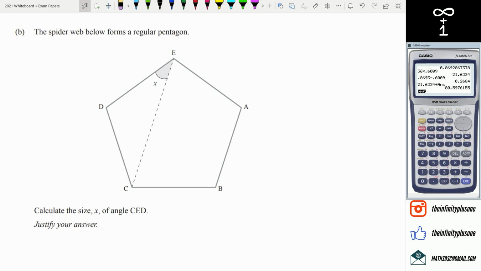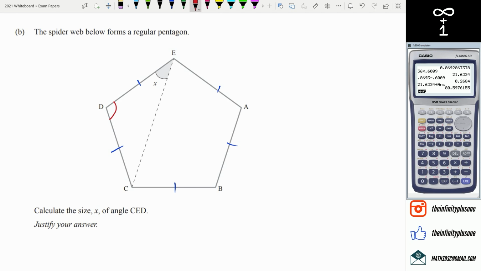Okay, so the next part of this question is to figure out what we're calculating: angle CED. The first thing to try and do is work out, because it's a regular pentagon, that all of these sides are equal. So we could work out what this angle is first, and then we've got an isosceles triangle inside of it, so we can work it out from there.